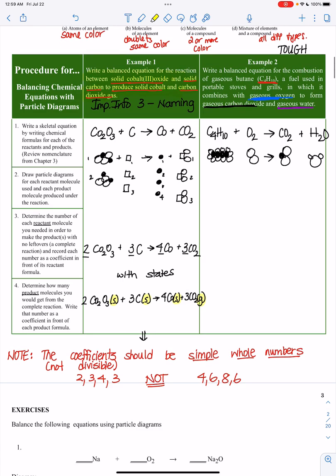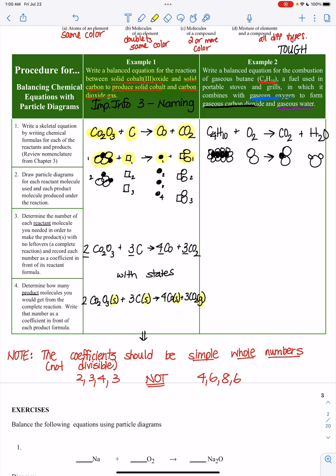Well, I already kind of made the skeleton equation here. First step is write a skeletal equation by writing chemical formulas for each of the reactants and products. So cobalt-3 oxide is Co2O3, carbon, cobalt, carbon dioxide. Look at what I did here. I definitely started by drawing out particle diagrams, one of each, and then I kind of went back and forth counting and saying which circle or shape is not in equal amounts on both sides.